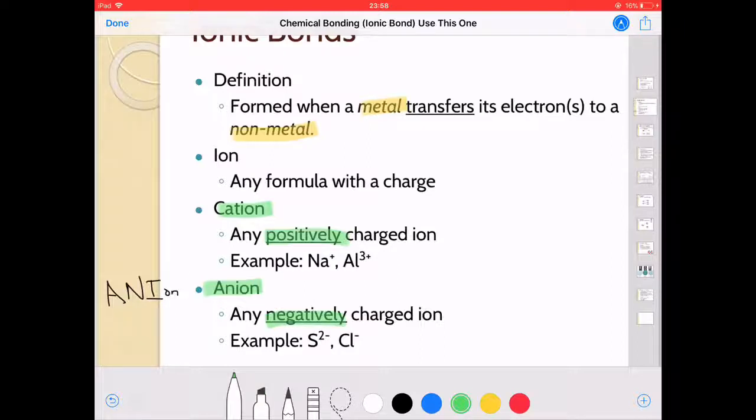One of my students came up with another way to remember this. If you look at anion, how it's spelled, he said that it stands for A Negative ION. So if that helps you remember which one is negative and which one is positive, by all means go for it, use it, so you can remember that for your tests and quizzes.